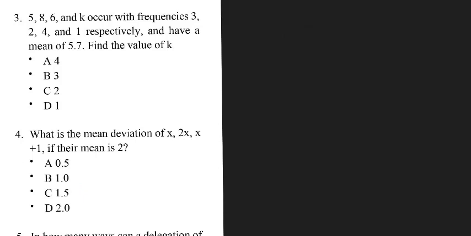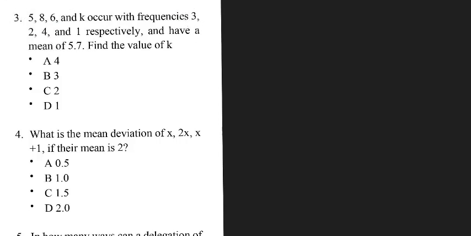All right, number 3 says 5, 8, 6, and k occur with frequencies 3, 2, 4, and 1 respectively, and have a mean of 5.7. Find the value of k. So of course we have, these are the numbers, right? And these are the frequency, and the mean has already been given. So now, how are we going to go about this?